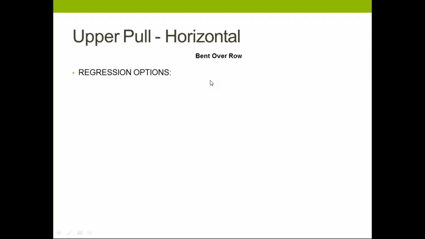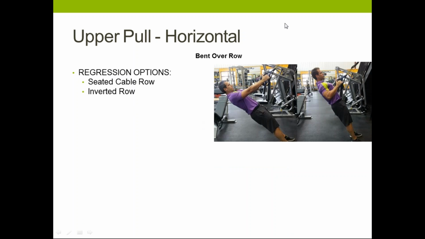And, hold on, Devin, I'm glad you said that. I'm going to address that for sure. All right, so some regression options for you guys. CDK row, yeah, you got it. Thanks, Devin. All right, CDK cable row or an inverted row is a good option, right? On TRX, it gets them in that pulling movement. Because a lot of times a bent over row might be tough for them to get in that athletic position. So these would be some good regressions for that movement. Still get that horizontal pull.